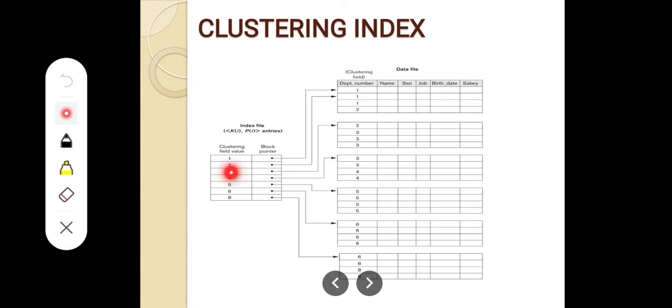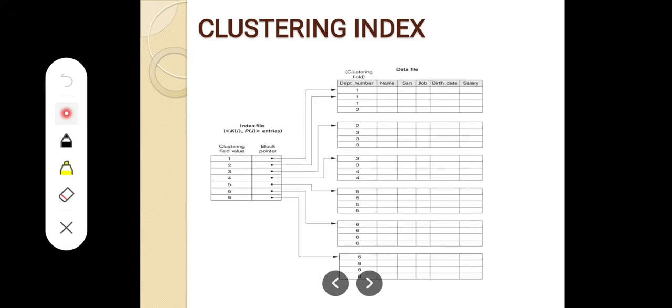Okay, similarly 3, the clustering field value 3. In which block is the first occurrence of 3? See here, in this block. Okay, in this block the occurrence of 3 is occurring, so it is pointing to this block. Clear? Similarly 4, in which block does 4 occur for the first time? Here in this block. Okay, similarly they have created all the others. This is how the block pointer is pointing to the corresponding blocks.